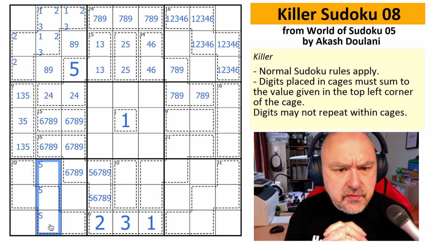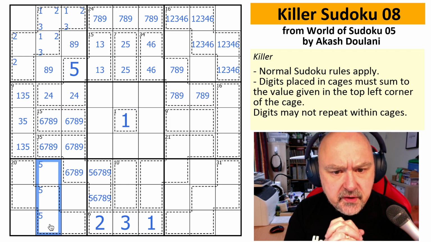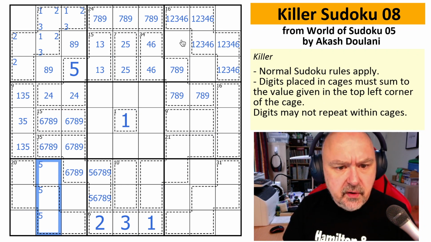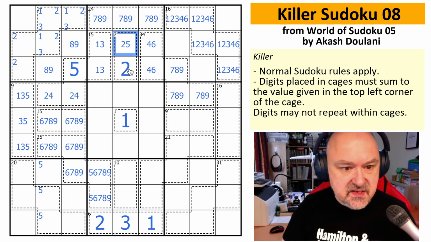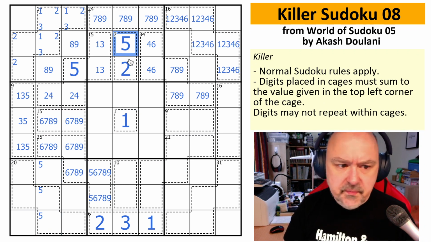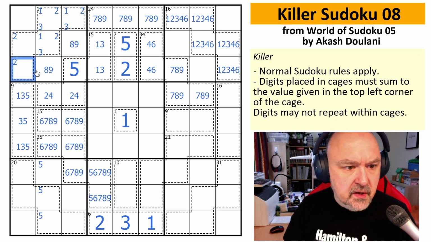This has got a nice flow to it. I mean, I have no idea if I'm doing it right, but I'm enjoying the flow. Okay, that 5 means that this is a 2 and this is a 5. I'm jumping all over the place. There is no 2 here.